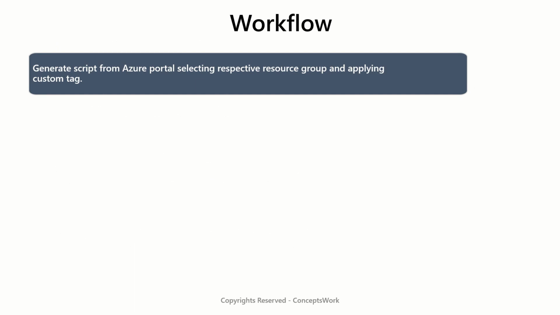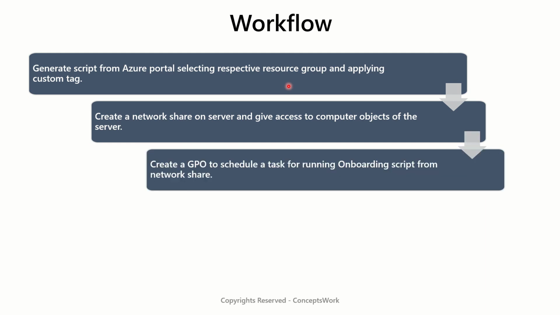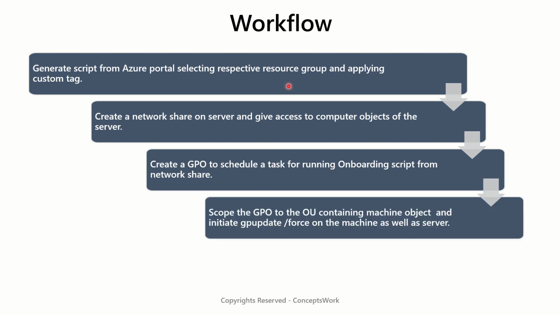Now let's talk about the end-to-end workflow. Step number one will be generating the script from Azure portal by selecting a respective resource group and applying a custom tag. Then on my server, I will create a network share, and in that network share, I'll keep my onboarding script. The next step will be creation of a GPO in order to schedule a task that can run the onboarding script from the network share. Then I'll scope that GPO to the OU which contains the computer objects, and I will initiate a GPO update on the machine as well as on the server.